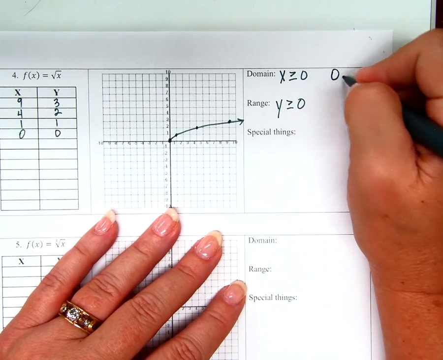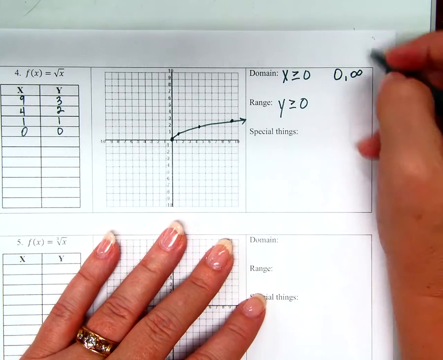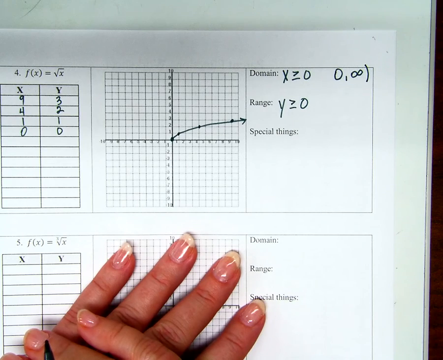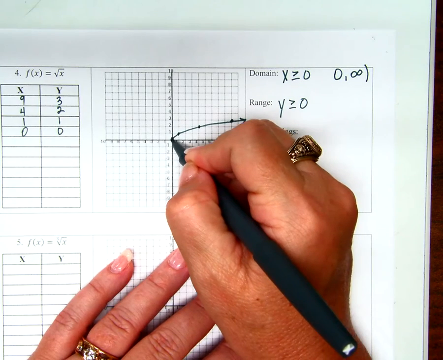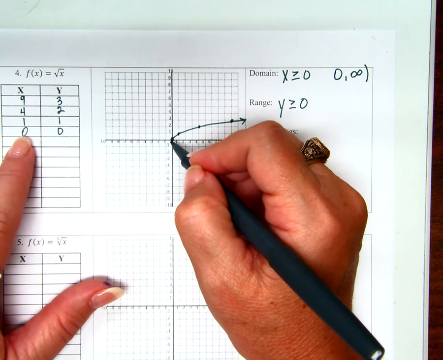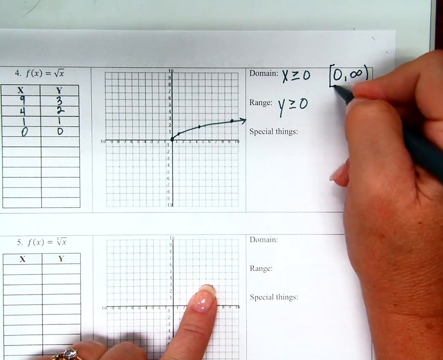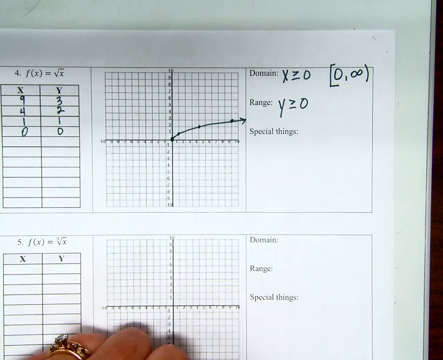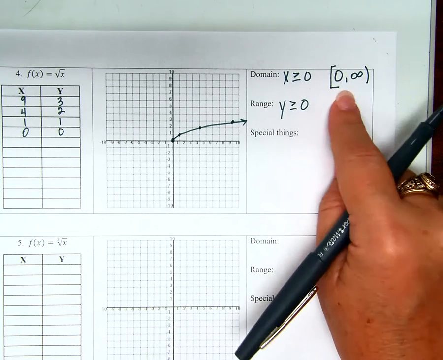How would I write that domain in interval notation? Some of you even got this far, and that was great. But the one sign you missed is the fact that 0 is part of our domain. Look, it's right there. And so this is a bracket. When it's part of the domain, when it is included in our values, we use a bracket.